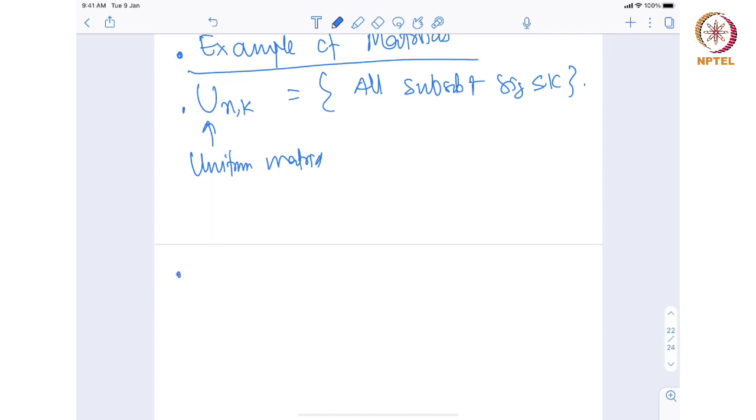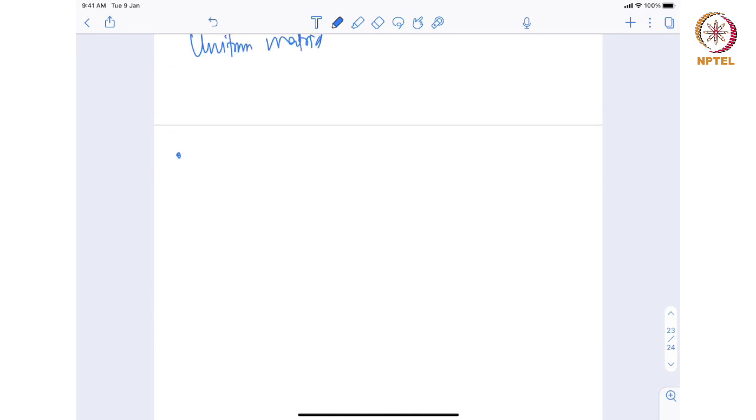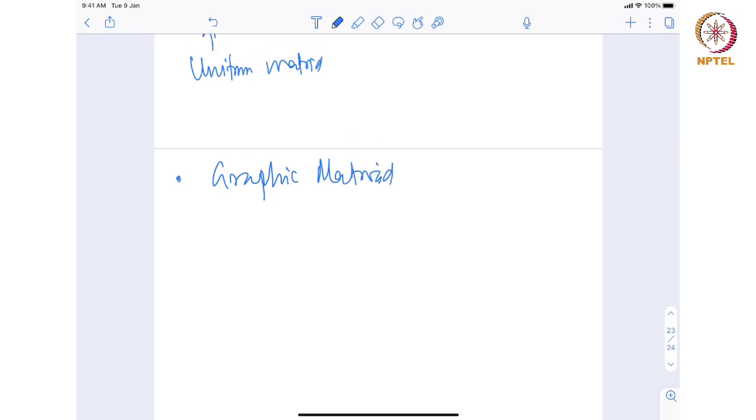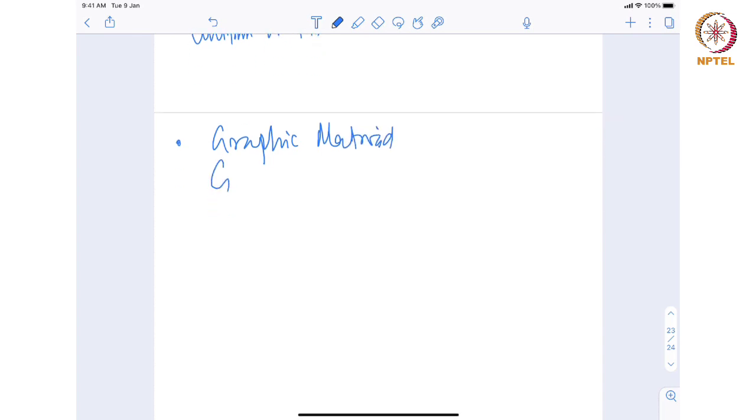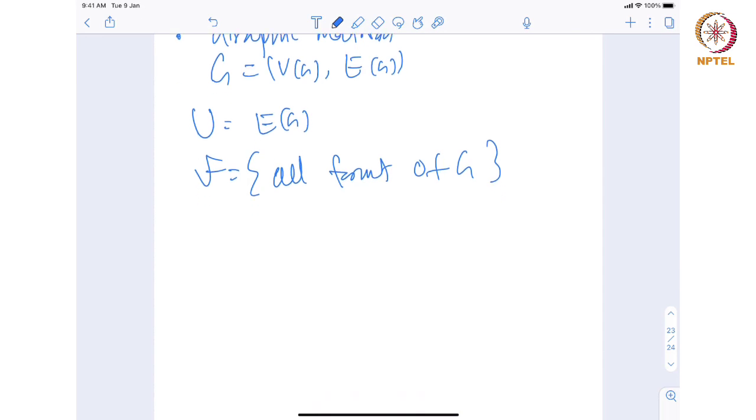But there are some very non-trivial matroids. Let me tell you another one, the graphic matroid. What is a graphic matroid? Look at a graph G, with vertex set V(G) and edge set E(G). Your universe is the edge set of G, and your family is all forests of G. You can show that this forms a matroid.